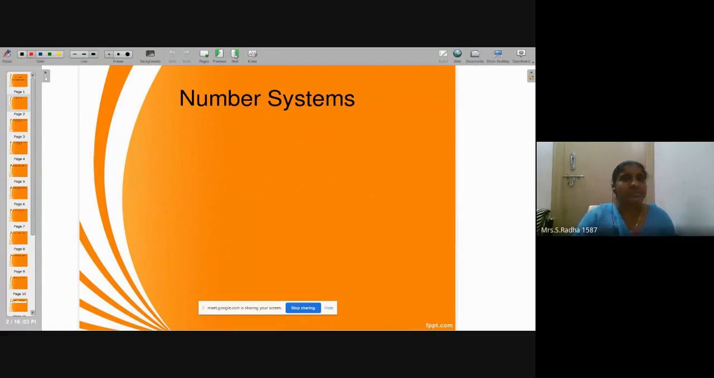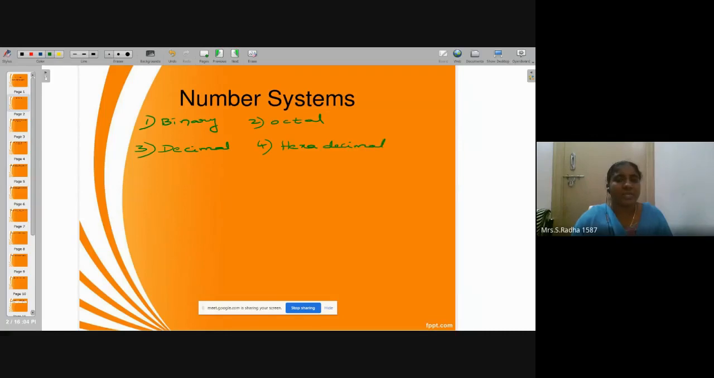So in number system, you already know we have 4 different types. First one is binary representation. I will go in a faster manner. Second one, I will consider octal number system. Third one is decimal number system. And fourth one is hexadecimal number system. These 4 already you studied in digital electronics.